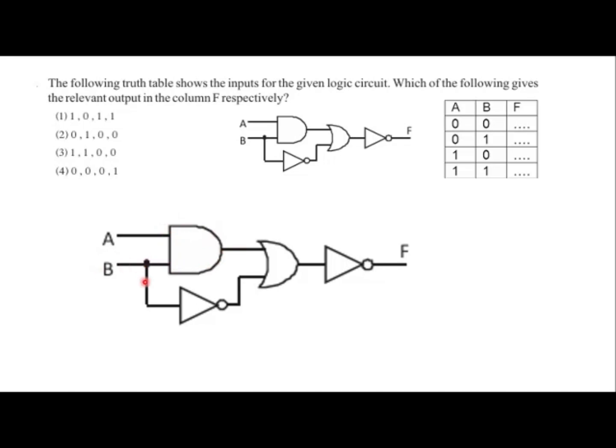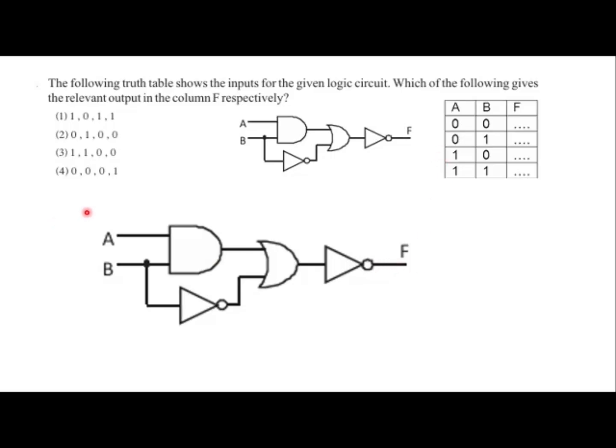And here B is the input for this NOT gate, and here is the output of this AND gate as well as the input of this OR gate, and here this is the output of NOT gate as well as the input of this OR gate. Here is the output of this OR gate and as well it is the input of this NOT gate, and here we will get our final results through the output of this NOT gate.